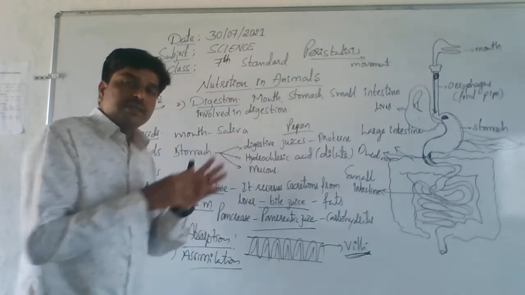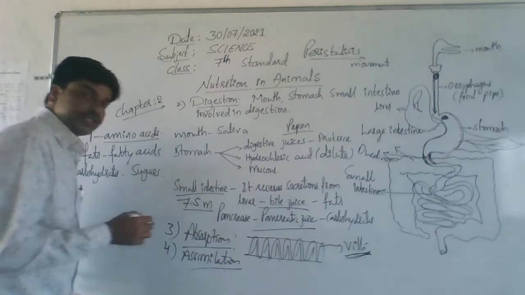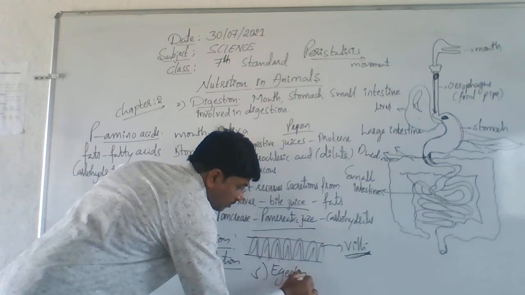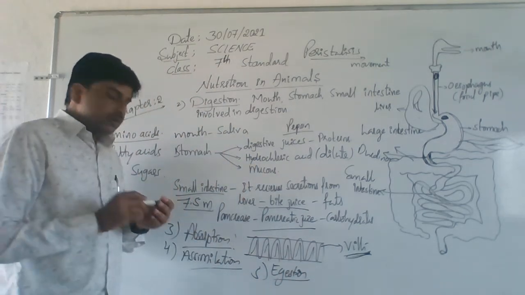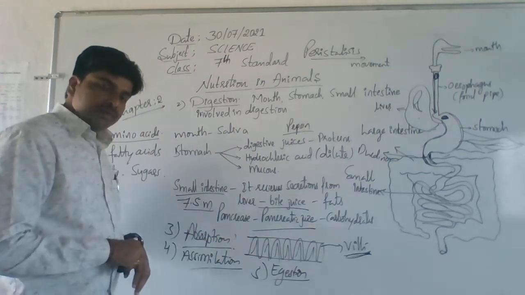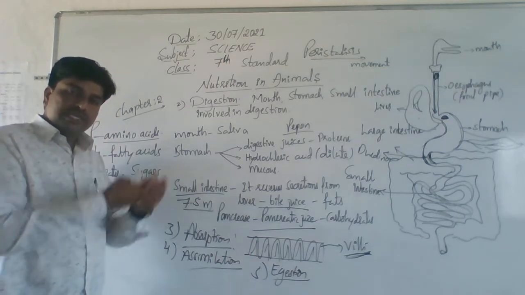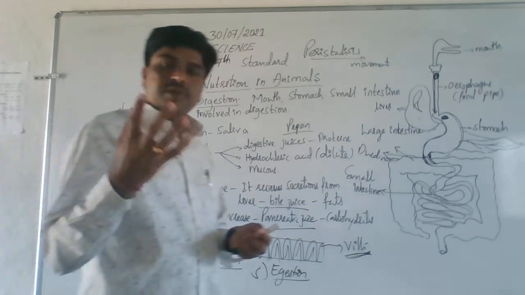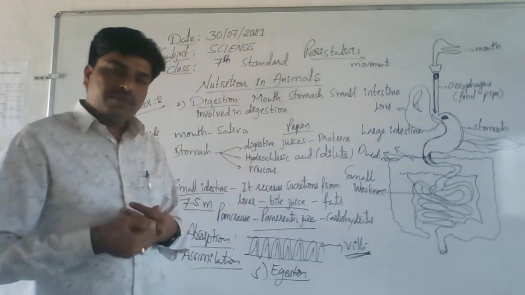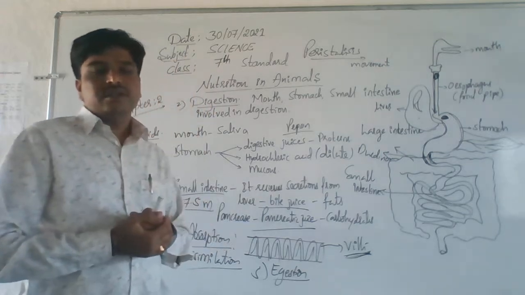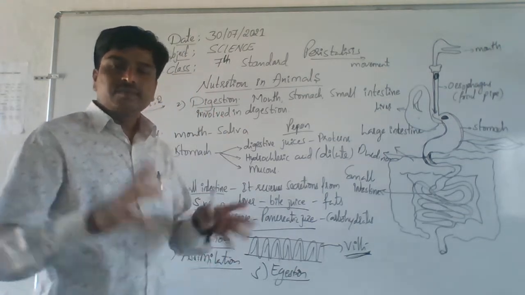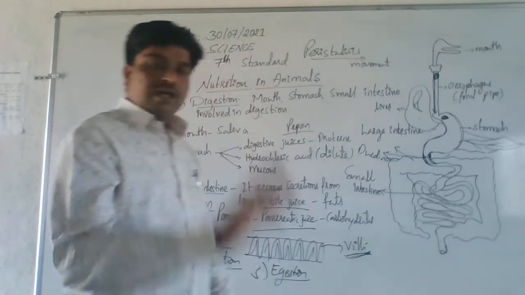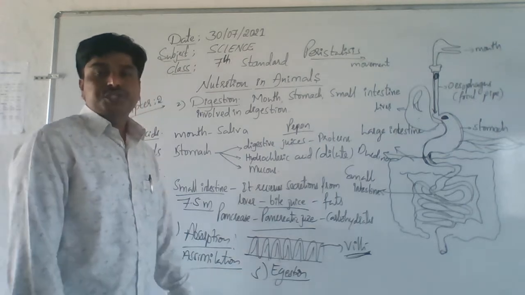So the final step is there, that is egestion. Villi absorb the food, and that absorbed food is sent to all body cells by the blood. When all cells receive the digested food, that food gets oxidized or burned inside the cell, and finally it releases energy. That process we call assimilation. Understand? After assimilation, the last step is egestion.